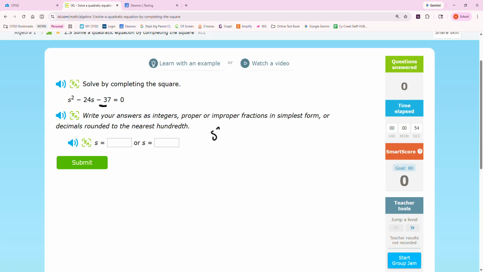So I'm going to rewrite our quadratic to be s squared minus 24s, and then that's going to be equal to 37. Now, when we're solving by completing the square, I want to look at our b term, which is negative 24. We're going to divide that by 2, which is going to give us negative 12. And we want to square that, which is going to give us 144.